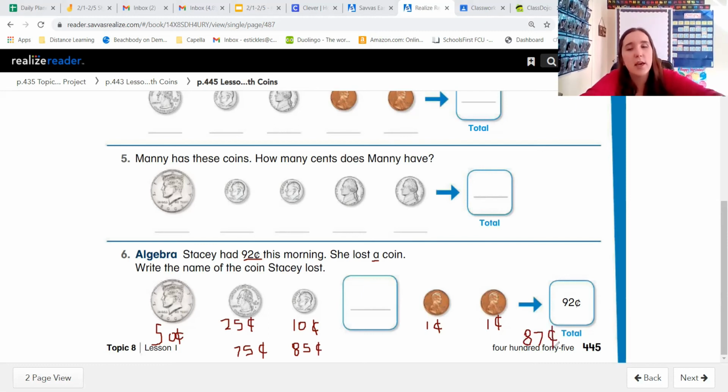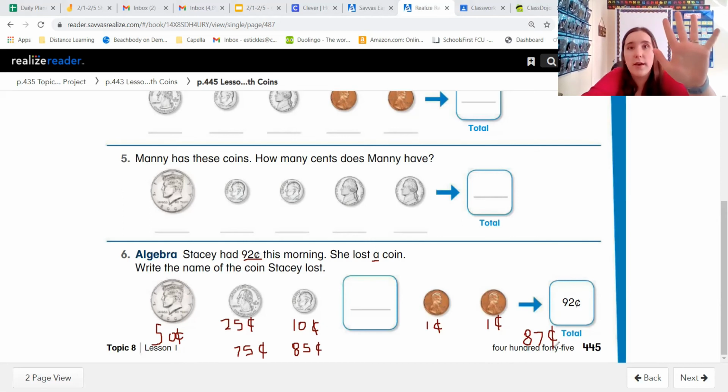I want you to take a second and do a little subtraction or counting on and figure out how many cents she is missing. She has 87 and she should have 92. How much is she missing? What's the difference? You figure it out? How much? Well, 88, 89, 90, 91, 92. I count 5 cents that's missing.